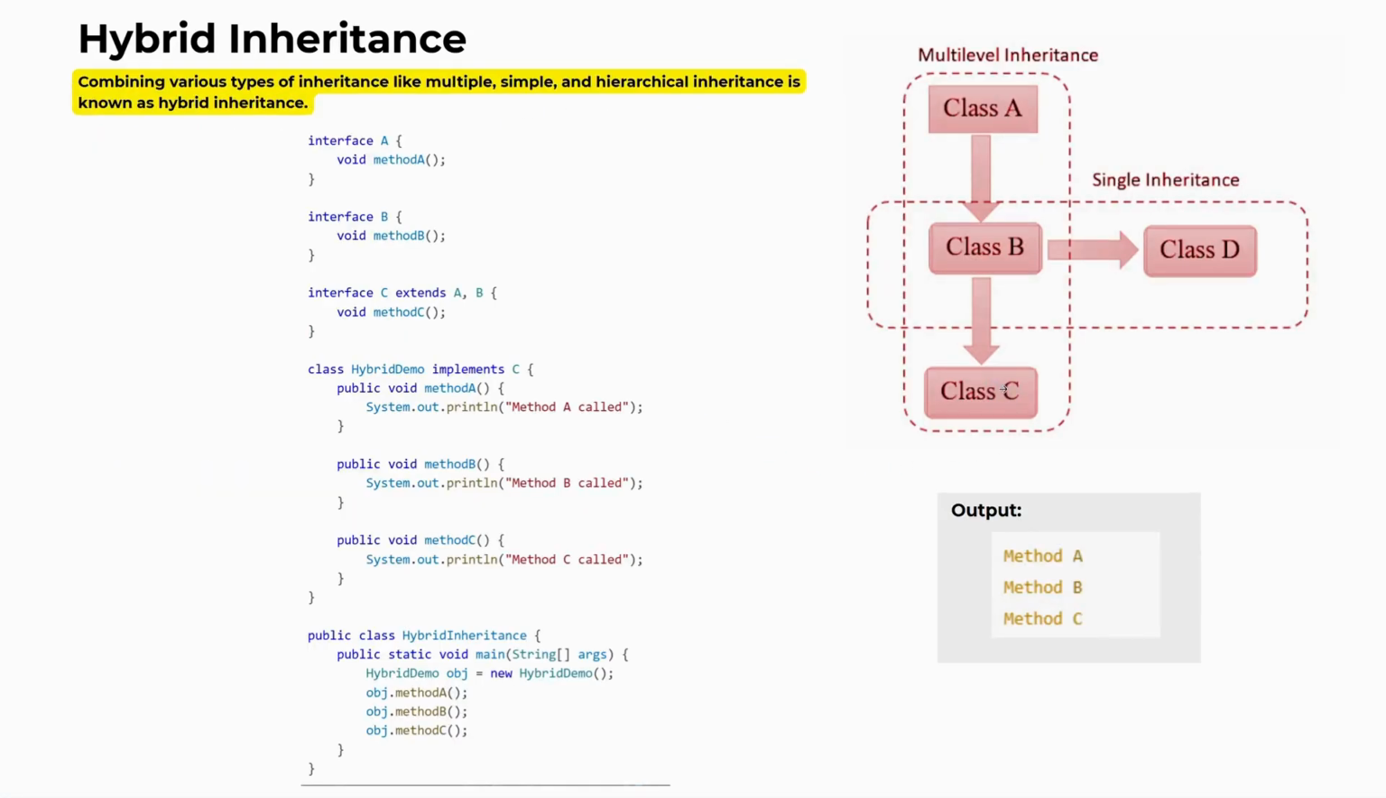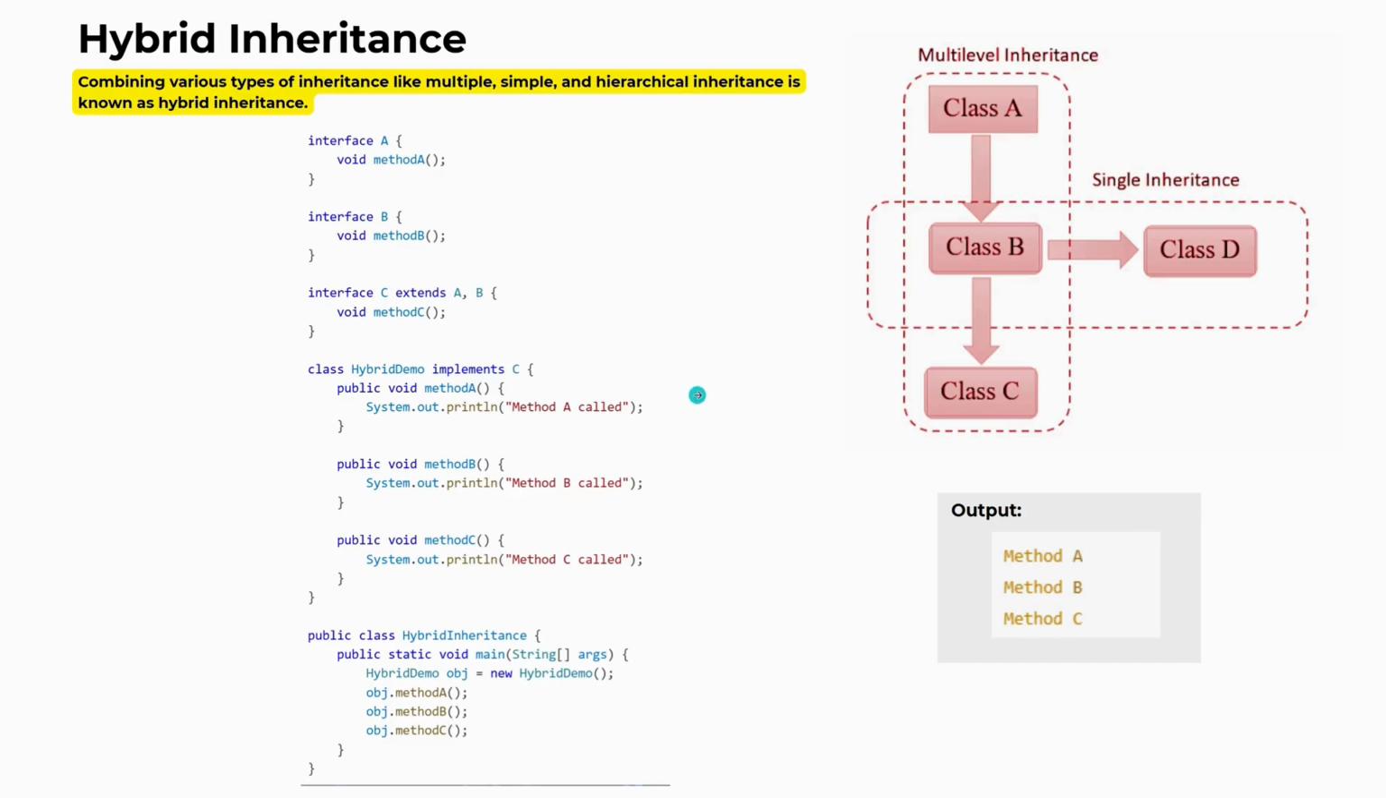Now coming to the next inheritance, that is hybrid inheritance. Combining various types of inheritance like multiple, single and hierarchical inheritance is known as hybrid inheritance. You can see in this example class B and class D. In both of these classes, single inheritance is happening as class D is inheriting the properties from class B. In class A, B and C, there is the multilevel inheritance concept you can see. Class C is inheriting the property from class B and class B is inheriting the properties from class A. So hybrid inheritance means combination of more than one inheritance.